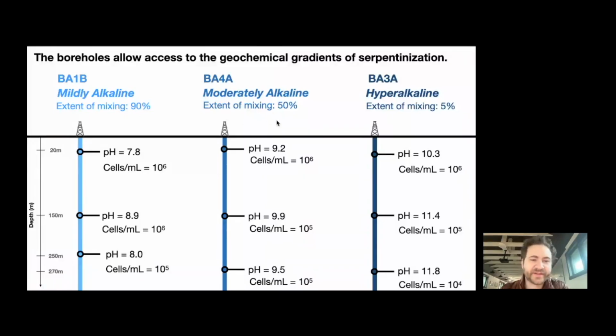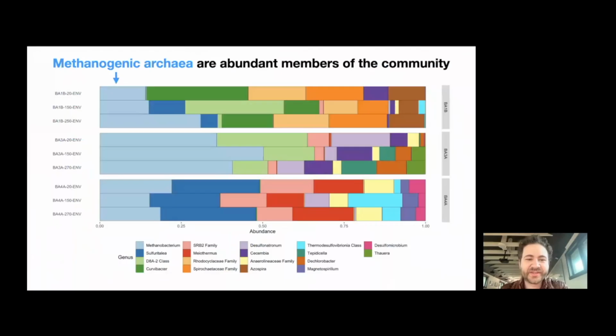We think this is related to the extent of mixing with meteoric waters, where the greater the mixing extent, the lower the pH, and the greater the oxidant availability, the more these groundwaters can support microbial ecosystems. But what kinds of microbial ecosystems can these groundwaters support? We did some preliminary 16S sequencing and found that methanogenic archaea are very abundant members of the community. They range between 20 and 50% of the total population of the microbial community, shown here in this light blue.